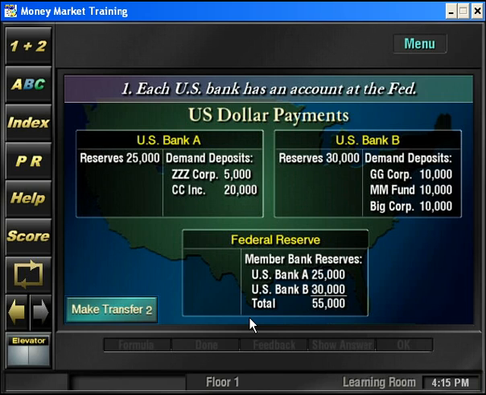If CC Incorporated wishes to pay Big Corporation $10,000, CC's bank, Bank A, will simply instruct the Fed to transfer $10,000 to Big Corporation's bank, Bank B, for the benefit of Big Corporation. Press the Make Transfer button and watch this take place.